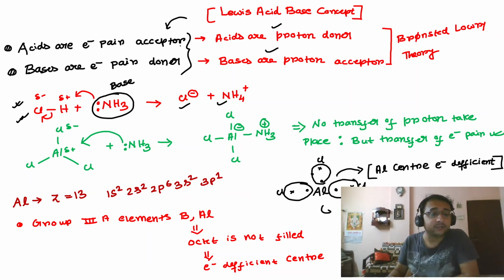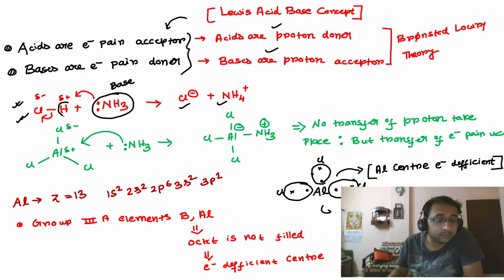On the other hand, if we apply the Bronsted-Lowry theory, we will see that this ammonia accepts the proton. So they are proton acceptors. That's why according to the Bronsted theory, they are bases, because bases are proton acceptors. On the other hand, this hydrochloric acid is a proton donor. It donates one proton to the ammonia molecule.